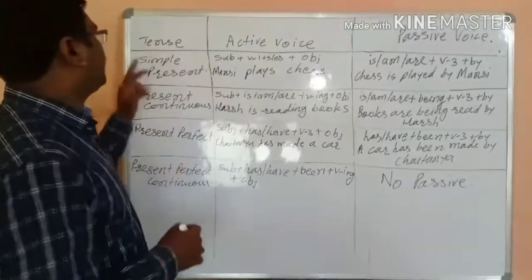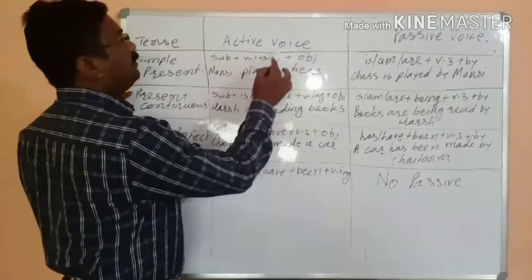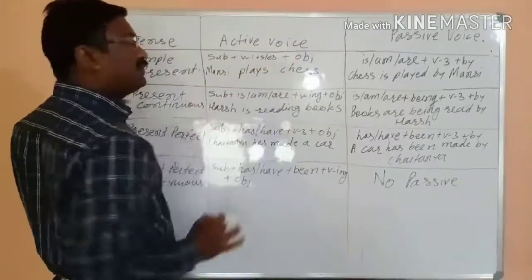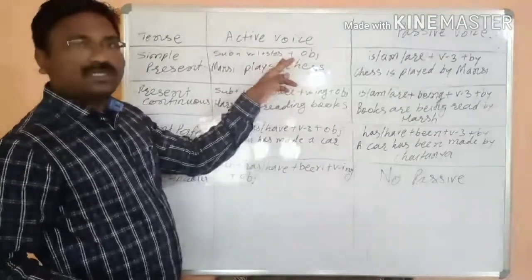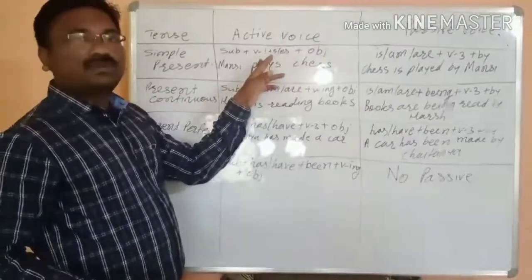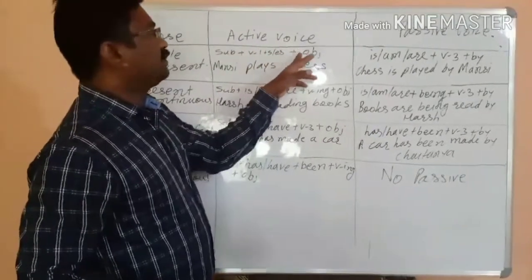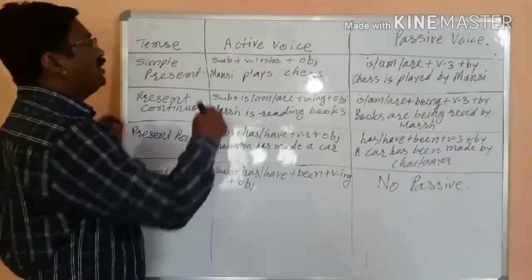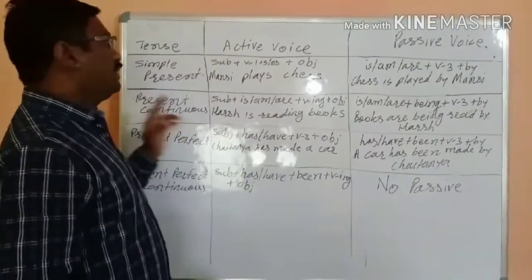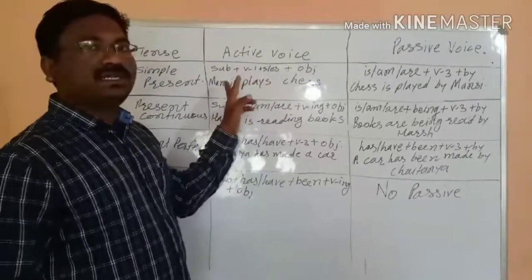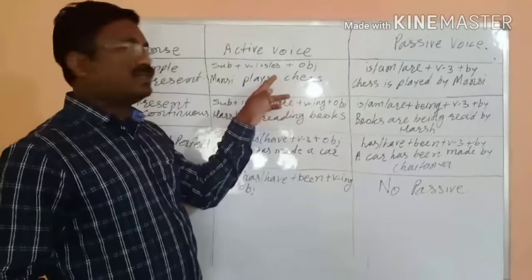First of all, we will see simple present. What do we use in simple present? Subject plus V1 plus s or es. If the subject is he, she, it, then s or es is used. Otherwise, we use only simple V1. Subject plus V1 plus s or es plus object. Here, Mansi plays chess. As Mansi is a third person singular subject, we have taken the s form of the verb.